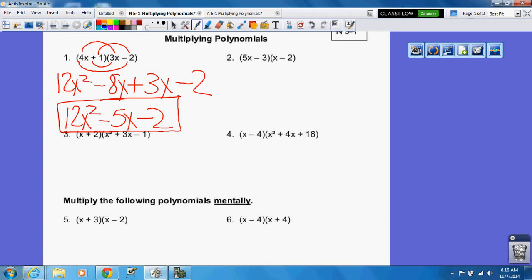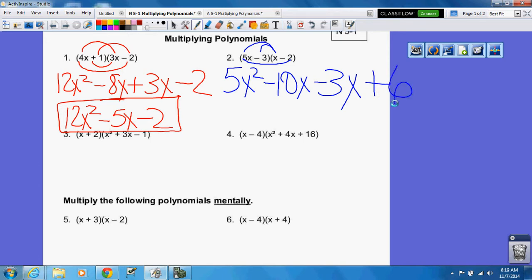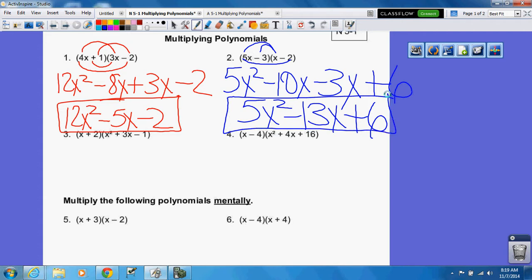So now when I go over to number 2, I'm going to take 5x times x, and I'm going to get 5x squared. Then I'm going to take 5x times negative 2, which is going to give me a negative 10x. Then I'm going to take negative 3x times x, and I get a negative 3x. And then I'm going to take negative 3 times negative 2, and I'm going to get a plus 6. So when I combine my like terms, I get 5x squared minus 13x plus 6. No more like terms. I know that I'm done.